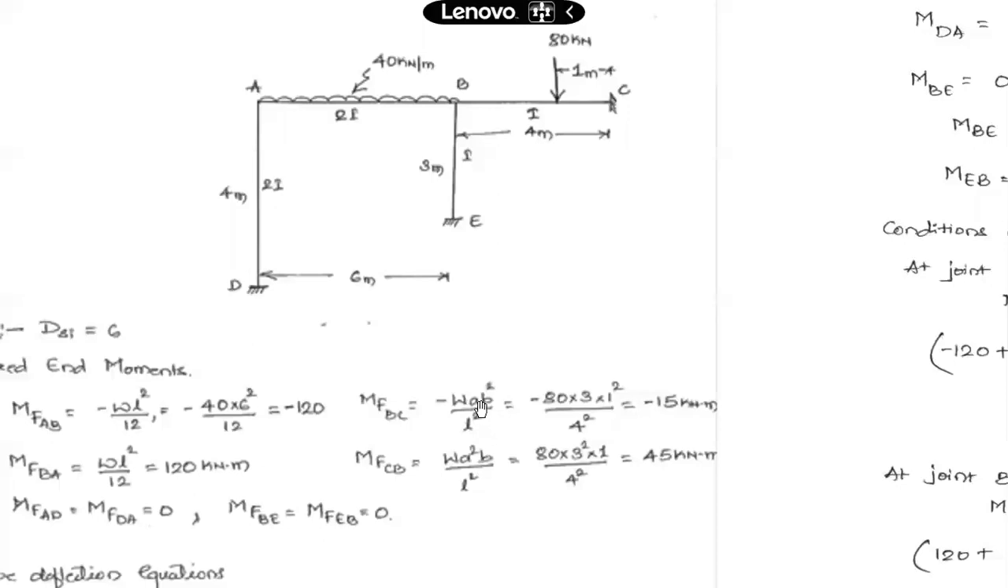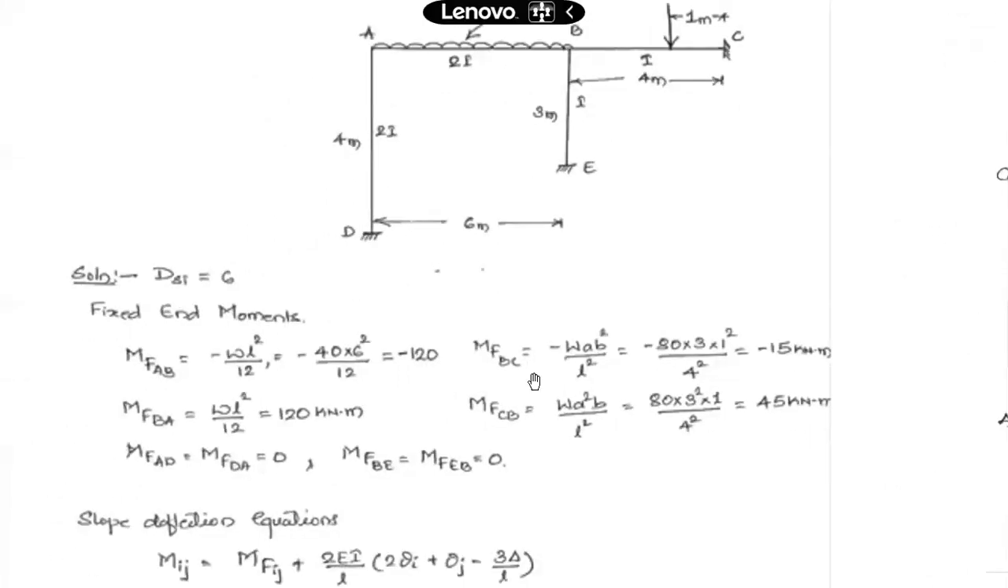You need to remember these formulae of fixed end moments, there is no other way. Deriving them is not possible in your exam, so you have to memorize them. MFCB is WAB square by L square, clockwise, so that comes out to be 45 kilonewton meter. Other than that, on these two members AD and BE, the fixed end moments are zero.